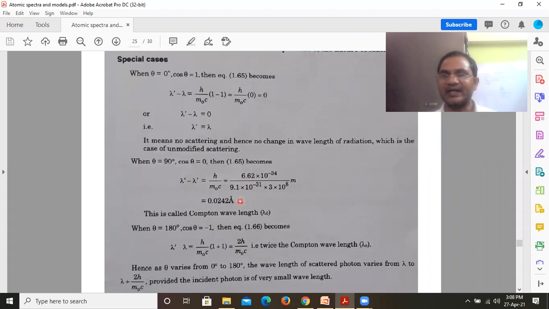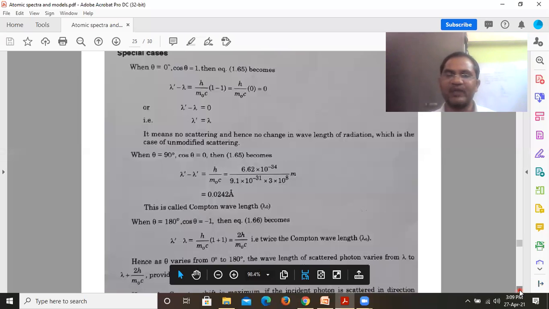So when the scattered photon is scattered through an angle of 90 degrees, that means when the incident photon collides with the free electron, the scattered photon can move along the y-axis, with scattering angle 90 degrees. Then the change in wavelength would be 0.0242 angstrom. This delta lambda value is called the Compton wavelength.